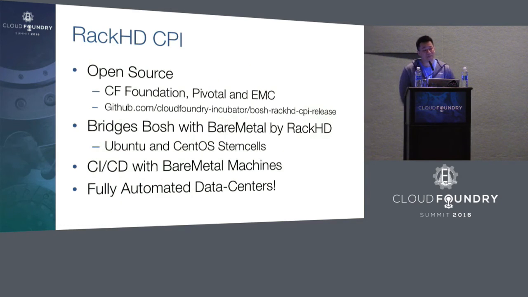So just to recap, the RackHD CPI is an open source project, and it's a combined effort between the CF Foundation and Pivotal and also EMC. In fact, Katie Miles flew over to Cambridge for 2 weeks to help us get started. And Dimitri, the PM of Bosh, is actually the PM of this project as well. And this project is open sourced. You can find it on github.com, Cloud Foundry Incubator, under Bosh RackHD CPI release. And the purpose of this CPI is to bridge Bosh with bare metal machines by using RackHD, right?